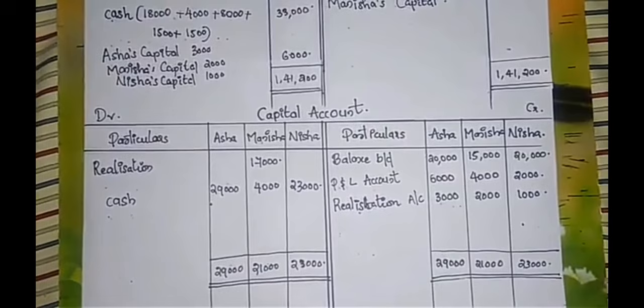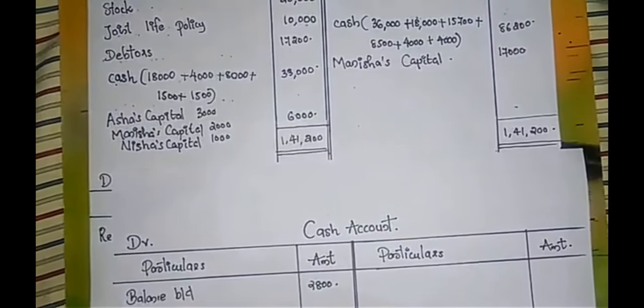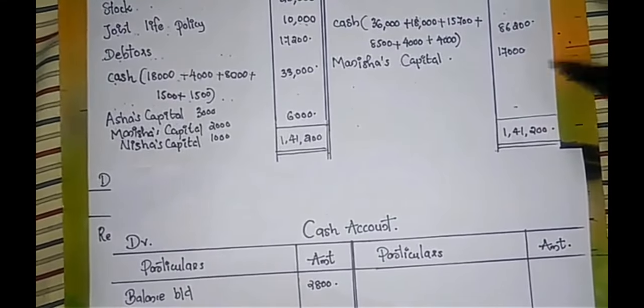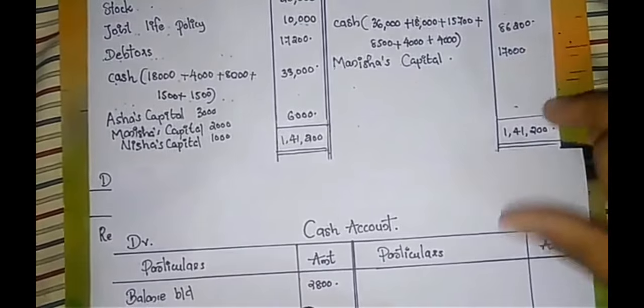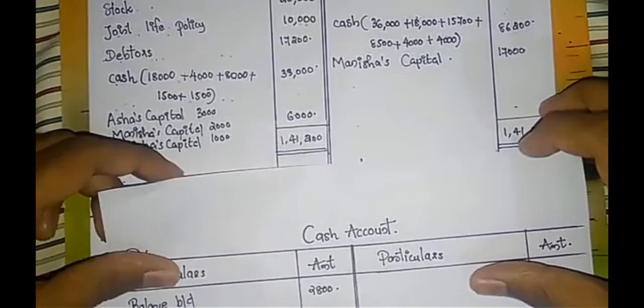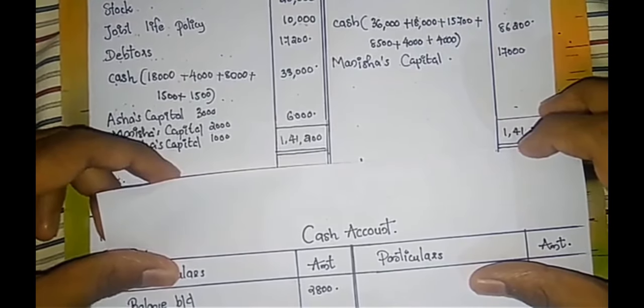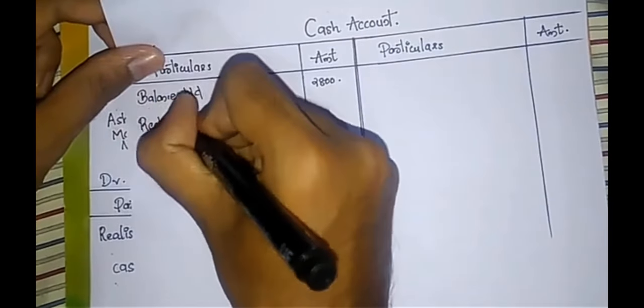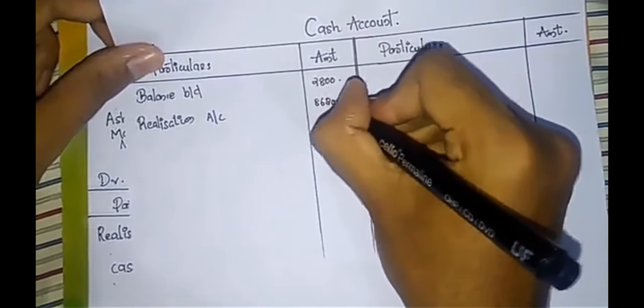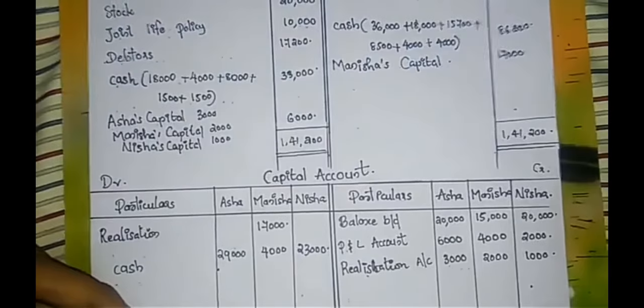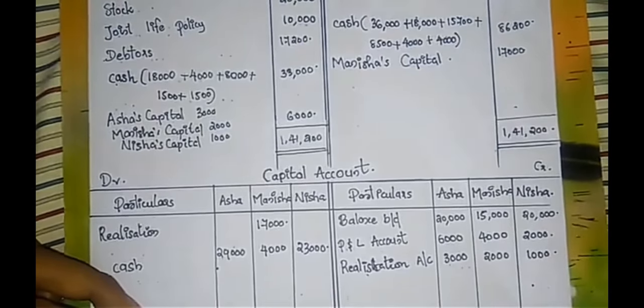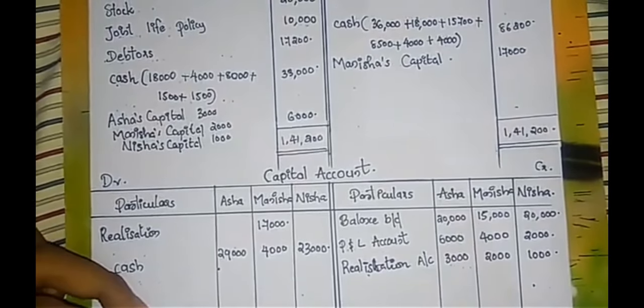Now we have to prepare the cash account. In the realization account, we realized the assets and the realization amount is rupees 86,200. So we need to write that in the debit side of the cash account as realization rupees 86,200. And in the realization account, on the credit side, we pay off all the liabilities.